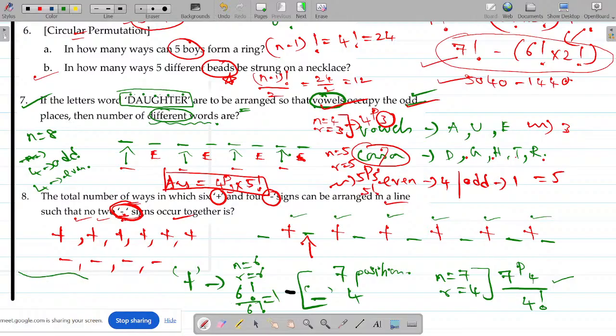But the option that was given in the exam was 6 factorial divided by 6 factorial into 7P4 divided by 4 factorial. This was asked in the exam. Because conceptually this is the answer, right? But if you go for the final answer, directly you will say 7P4 divided by 4 factorial. So please make a note of this one and also this one.